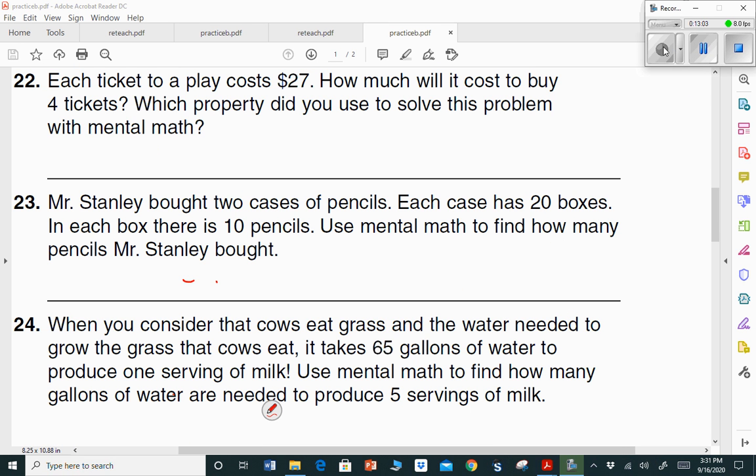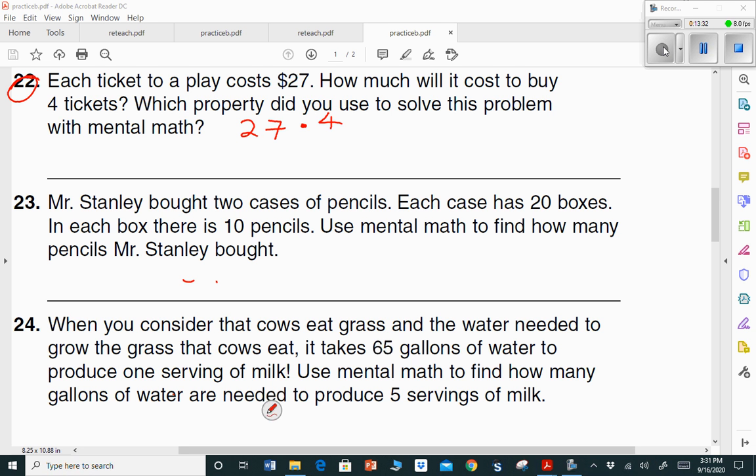Okay, we need to do a little word problem work here. It says each ticket to a play costs $27. How much will it cost to buy 4 tickets? Which property did you use to solve this problem with mental math? I'm hoping that you will see that the problem is 27 times 4. And the only thing that we can do with that in terms of these properties would be the distributive property.